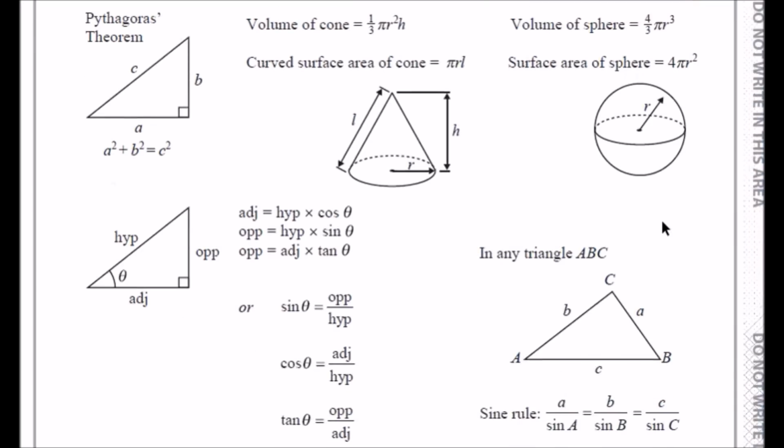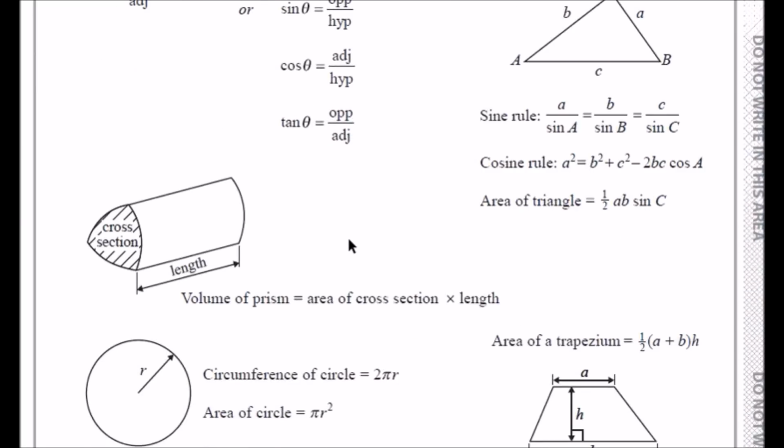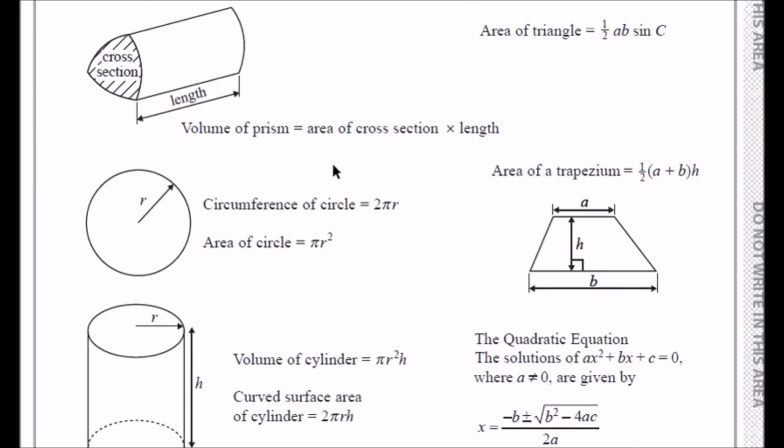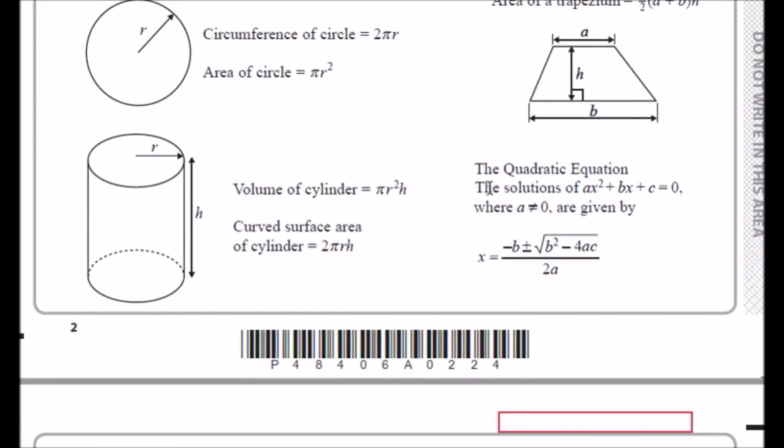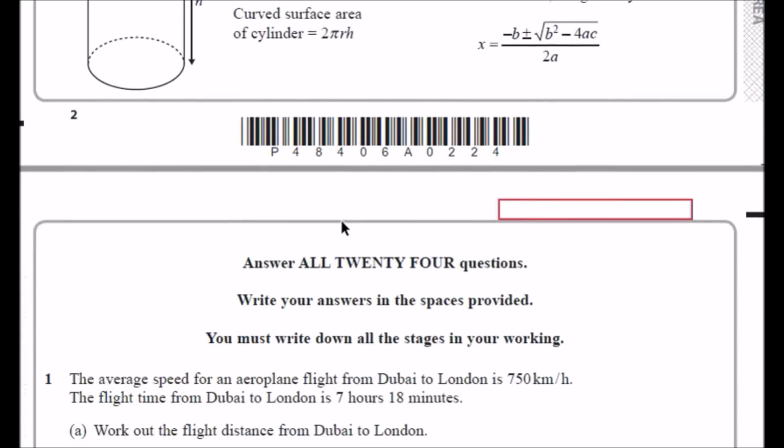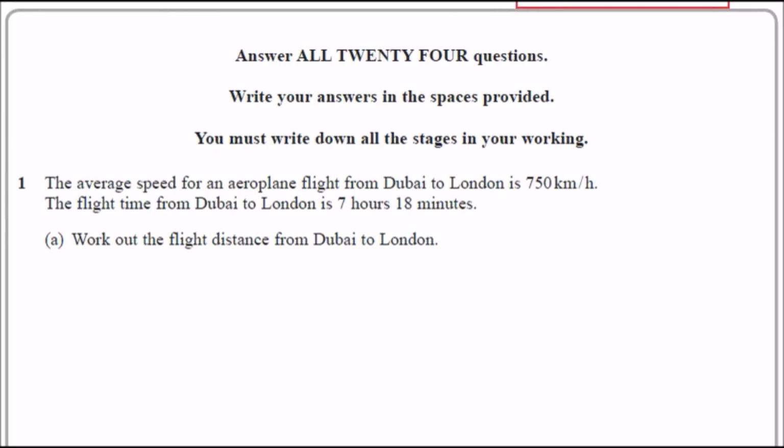We're given sphere equations, triangle equations. We're even given the volume of a prism, which is the area of this shape of the 2D part times its length, trapezium and cylinders, and of course the classic quadratic formula. So without further ado, let's kick it in. Okay, number 1, let's have a go.